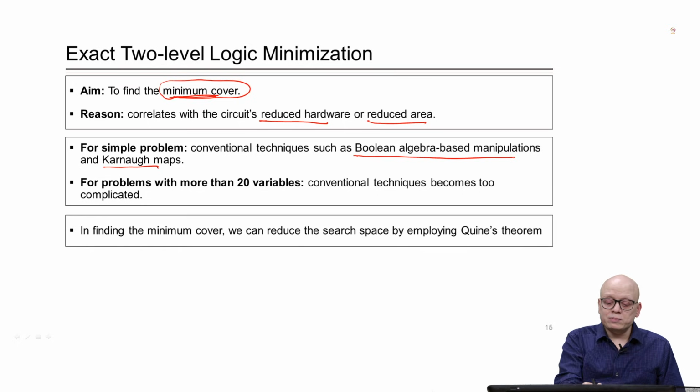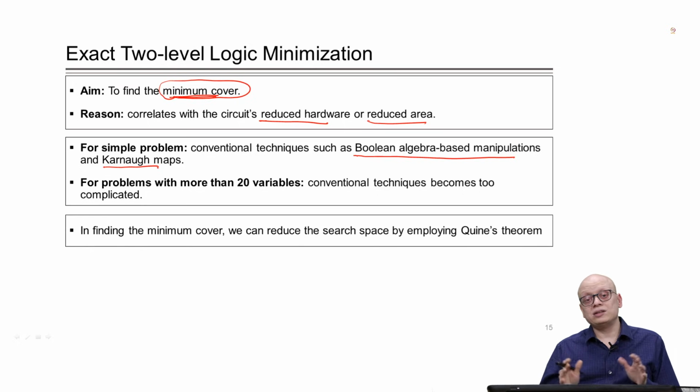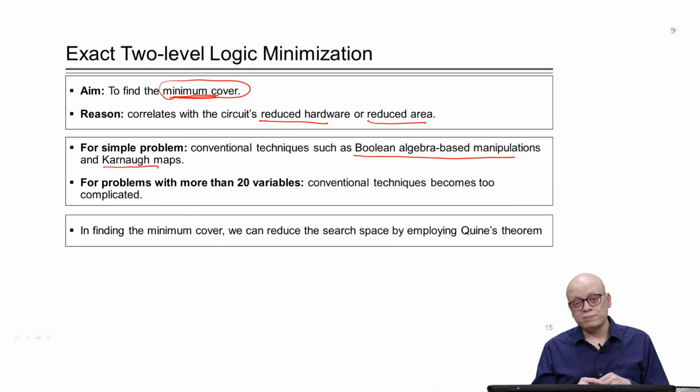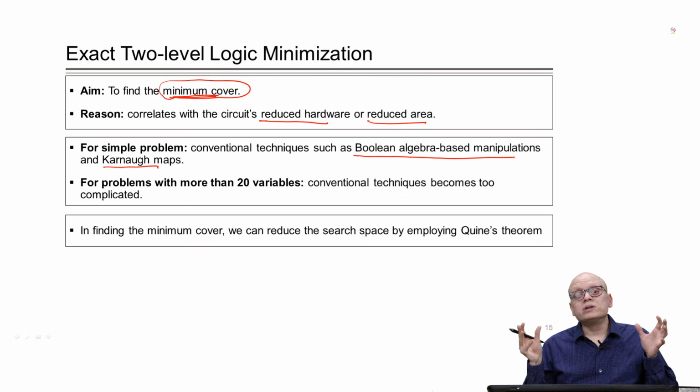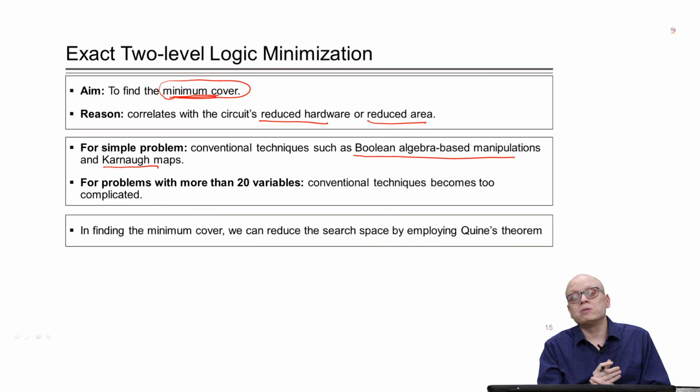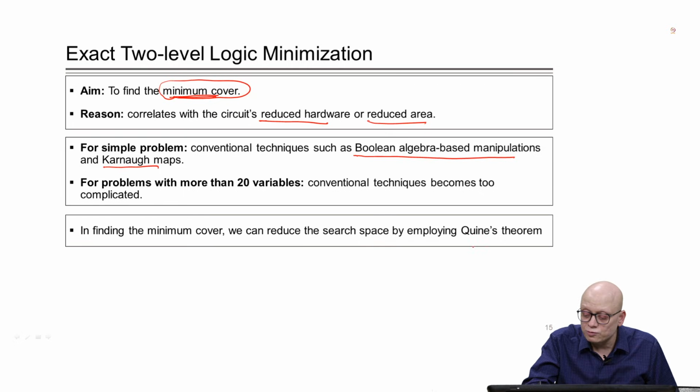To find the minimum cover, we reduce the search space. There are many possible covers for a complicated Boolean function, say one having more than 20 variables. So we need to reduce the search space of where to look for the minimum cover. We reduce the space of exploration of the minimum cover with the help of a theorem known as Quine's theorem. Okay, so let us understand what Quine's theorem is.